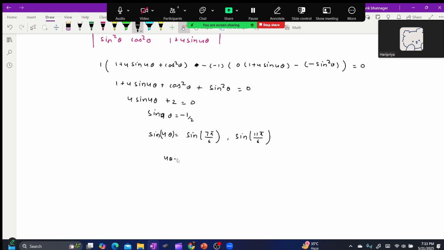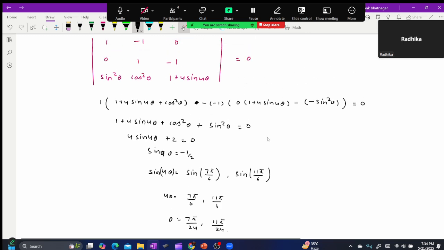So that means 4 theta is 7 pi by 6 or 11 pi by 6. So theta will be equal to 7 pi by 24 or 11 pi by 24. Okay, got it now? Yes, sir. So do we have to convert this radian into degrees? Yes, you have to convert it.